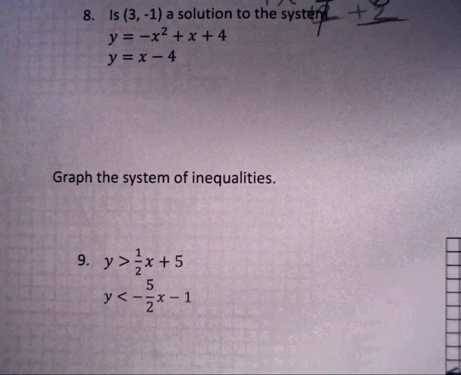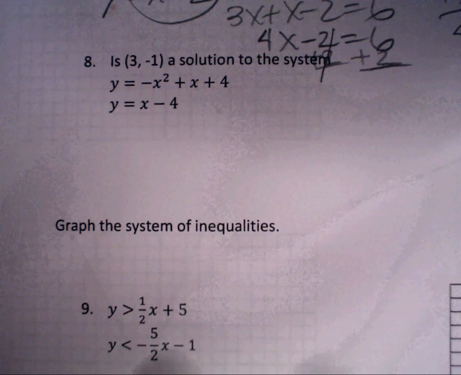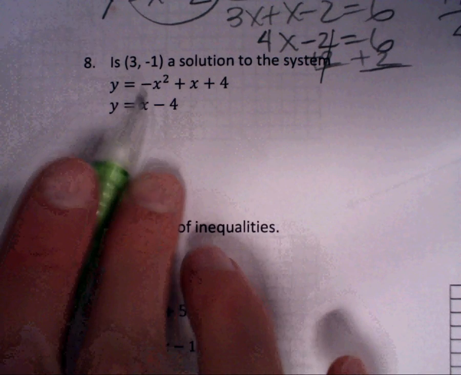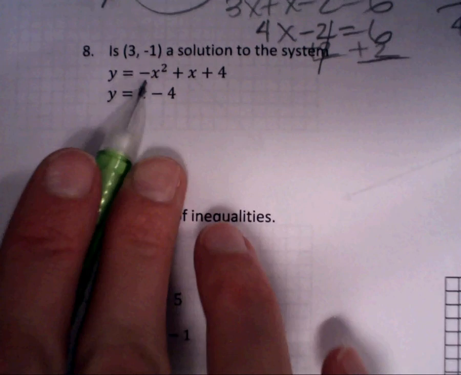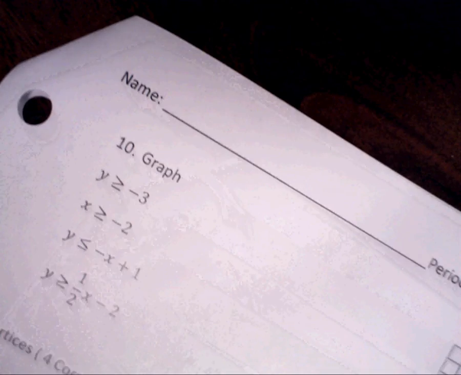I'm back in the box and in my answers. Alright, so I'll let you try number 8 on your own. Number 8 is simply taking your answer, plugging it in, and seeing that it works. I would just be careful right here. That negative is not being squared with the x.